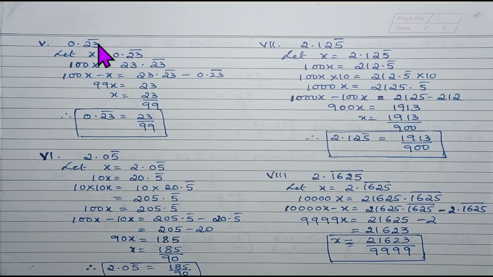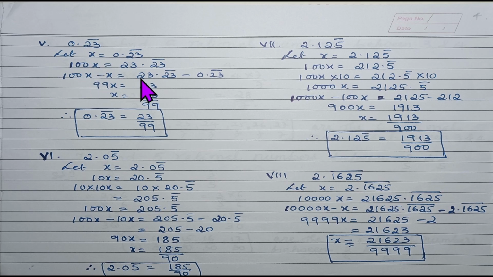Now coming to 0.23 bar, this is pure form. So here you have to do nothing. Assume that x is equal to 0.23 bar. Now bring 23 to the integer part, multiply by 100 for that. So 100x is equal to 23.23 bar, and then now subtract x from 100x.